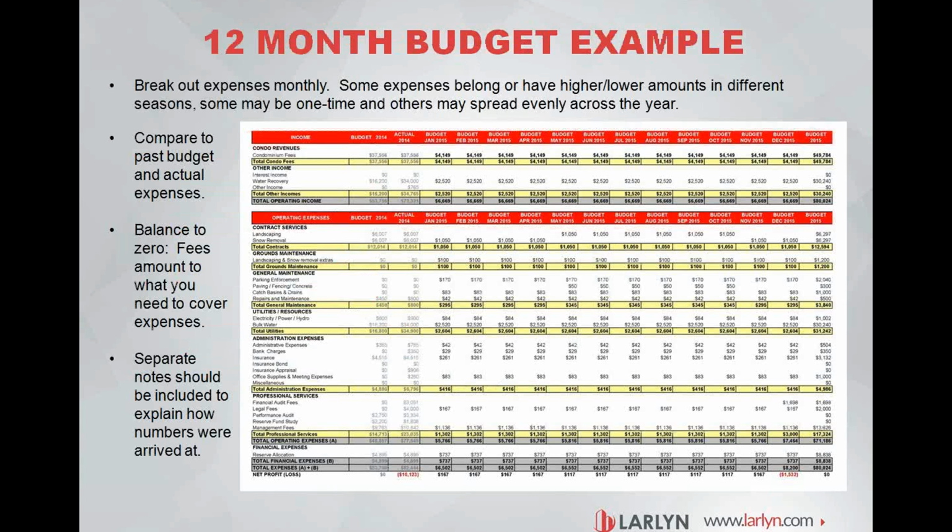So for example, if the water and electricity was budgeted for $900 last year and is now budgeted for $1,000 this year, you need to have some evidence to support that, whether that be an increase in rates or an increase in usage.